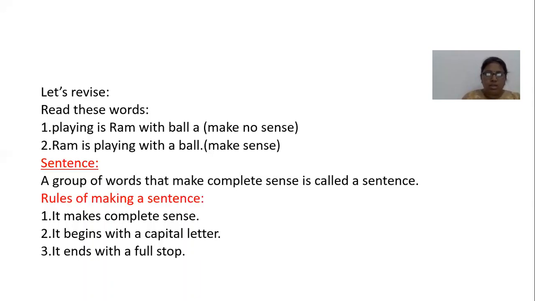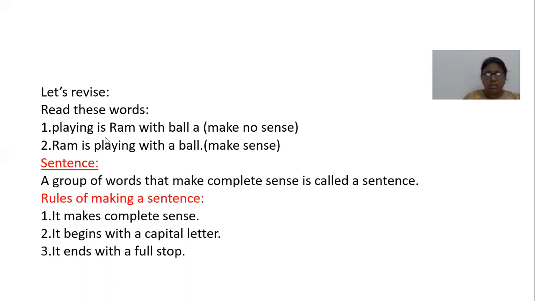Today I am starting a new chapter, verbs and its kinds. So before learning about verbs, I am just giving a quick revision of sentence and its parts. So let's revise. Read these words: Playing is Ram with ball her. It makes no sense. Ram is playing with a ball makes sense.